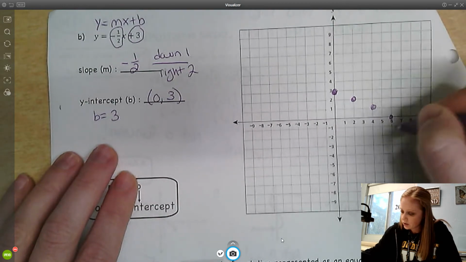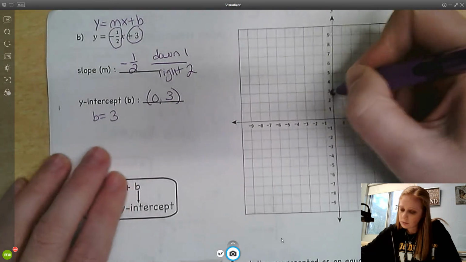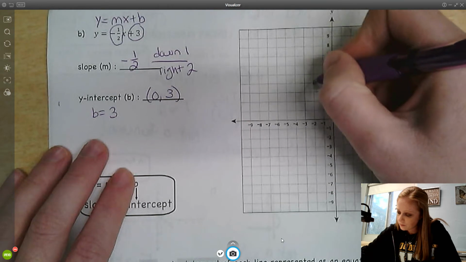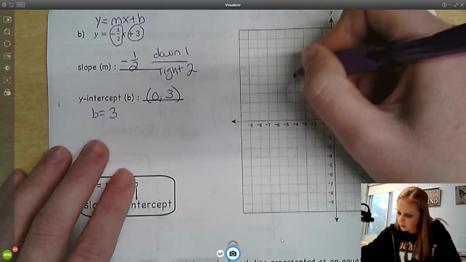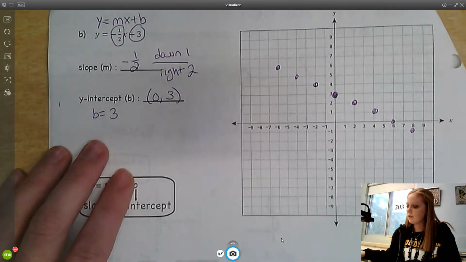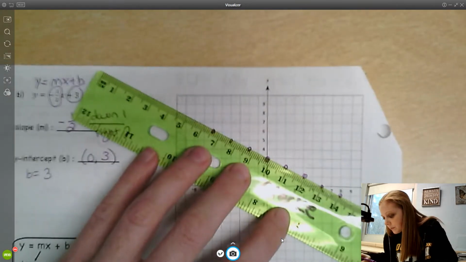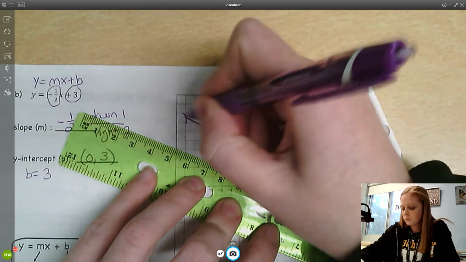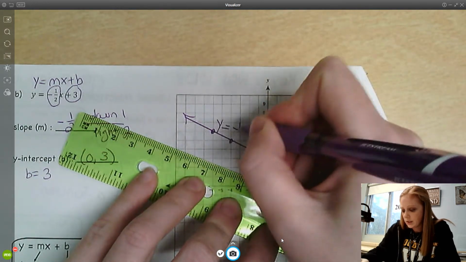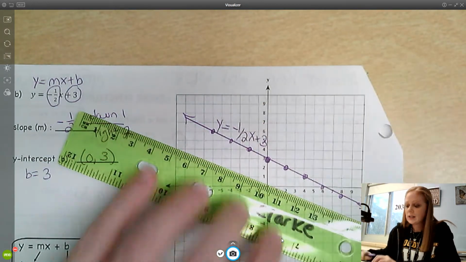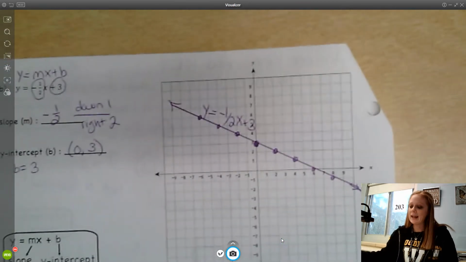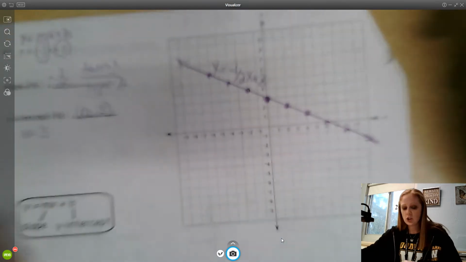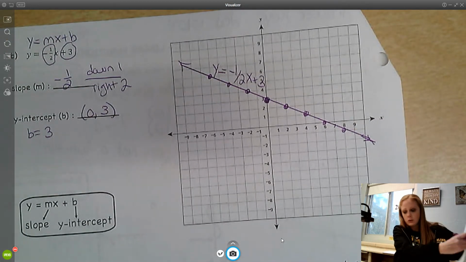Down 1, right 2. Reverse, I'm going to go back to where I started, 0, 3, and I'm going to go up 1, left 2. Okay, once you have enough, you can connect them. And label it y equals negative 1/2 x plus 3. Since it's negative 1/2, our slope is negative, our line should be going downward as we go from left to right, and sure enough it is. Great way to check it. All right, let's see what we've got next.